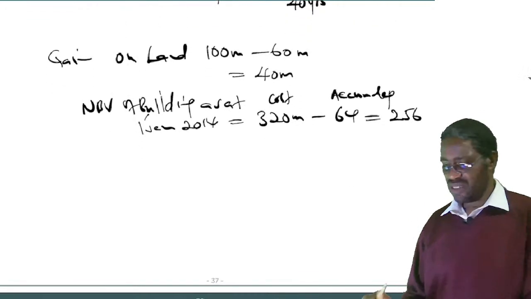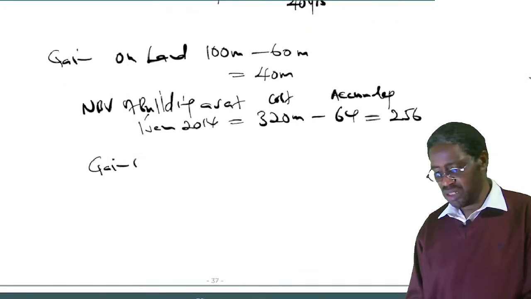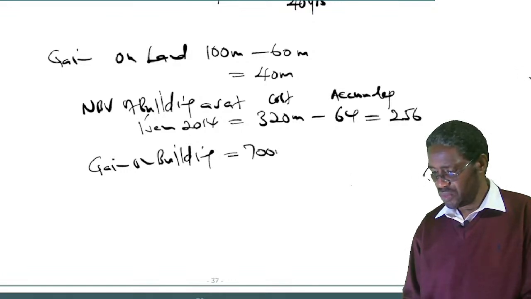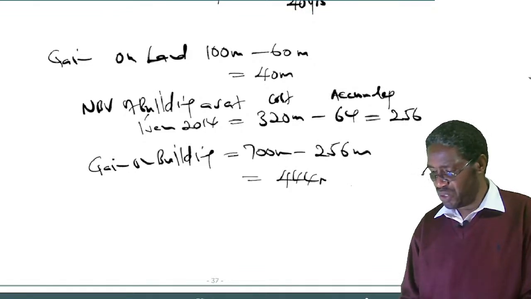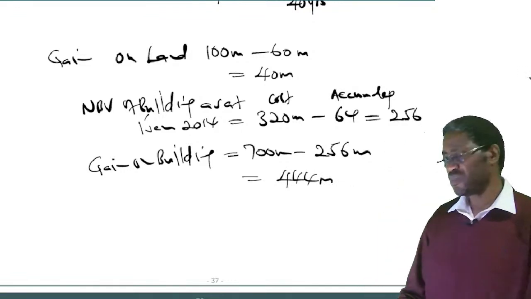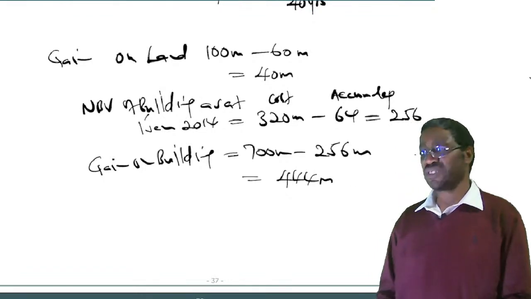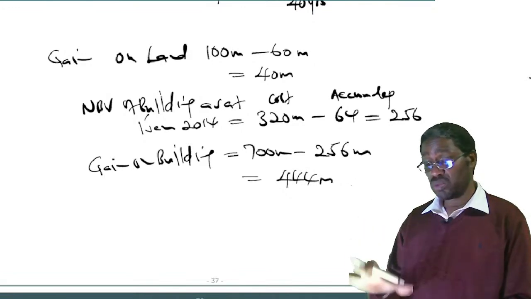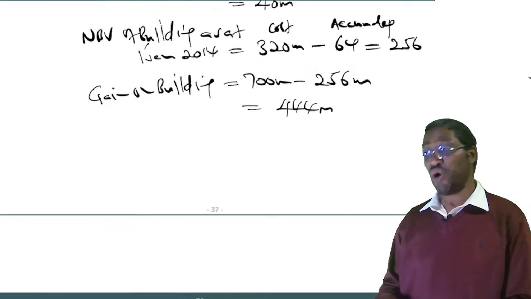Once you knew that, now you come and see the gain on building. We take that 700 million, we minus that 256 million. We have agreed it is 444 million. Good. That is it for that. Now we are through with note 2. That is what it was testing you on.